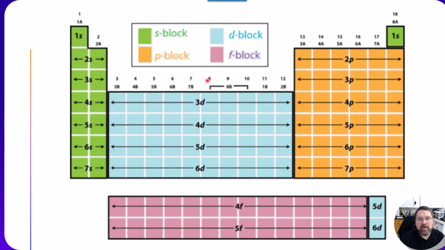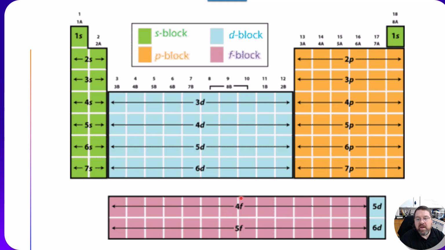Pretty straightforward. Until we get down here to the D block, and then we see a discrepancy. The 3D level is actually in the 4th row. If we keep looking, 4D is in the 5th row, 5D is in the 6th row, 6D is in the 7th row. We see that consistently the D sublevels are numbered one less than the row they're in.